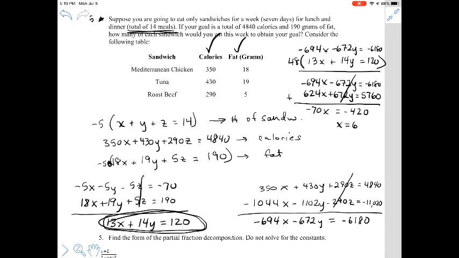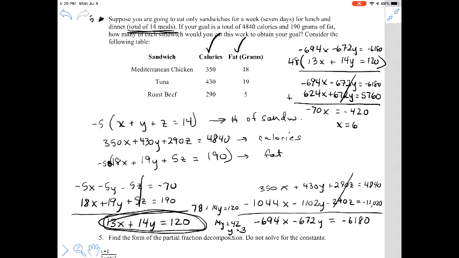The 13x plus 14y equals 120. So we already know that x is 6. So 13 times 6 is 78. So that becomes 78 plus 14y equals 120. Then subtract 78, and we get 42. So 14y equals 42. Divided by 14, it's 3.